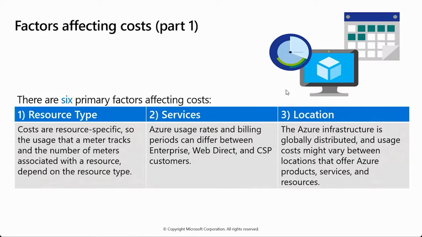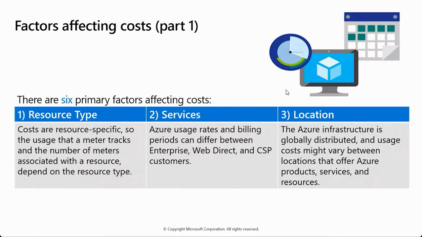Like, there's different prices for different resources. So depending on what resource type you select, it will have a different cost. They also have a usage meter that tracks, down to the second, how much of that resource was used. So number 1, resource type.